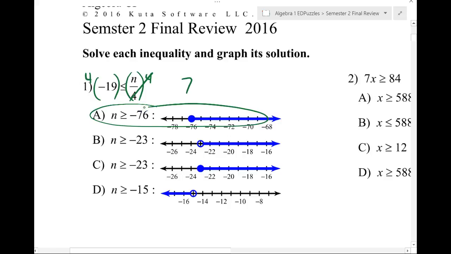But just to finish the problem, 4 times negative 19 is negative 76, and that's less than n. And you guys might be used to seeing the variables on the left side, so what you can do is just flip it around. And remember, if you flip the numbers to the other side, also flip the sign. So now you want n to remain greater than or equal to negative 76. And then you know your answer is A.